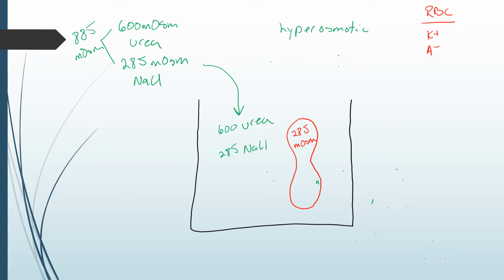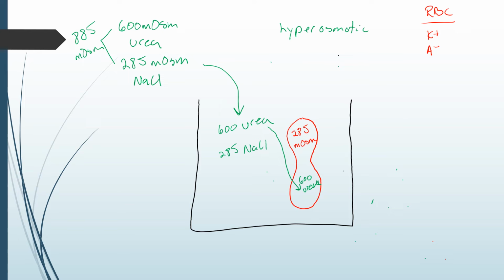Now the next question is, look at the solutes. What are they? So we have urea, which is permeable. So the first thing that's going to happen there is as soon as I add that solution, urea is going to equilibrate across the red blood cell membrane, and I'm going to have approximately 600 milliosmoles of urea inside that red blood cell. And then I have 285 of sodium chloride, and sodium chloride is impermeable, so it's not going to be able to go across that membrane.